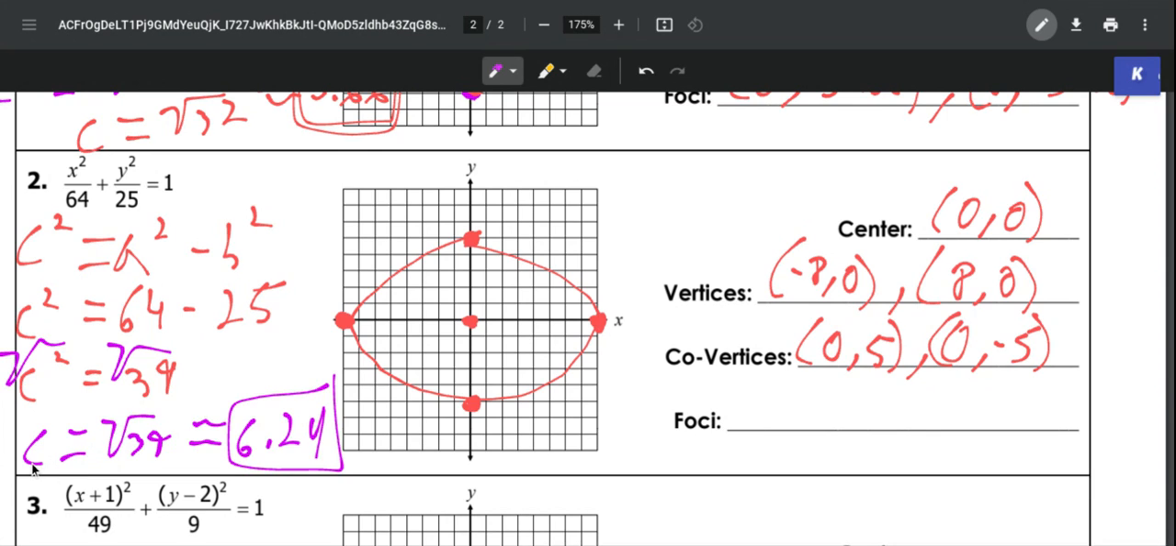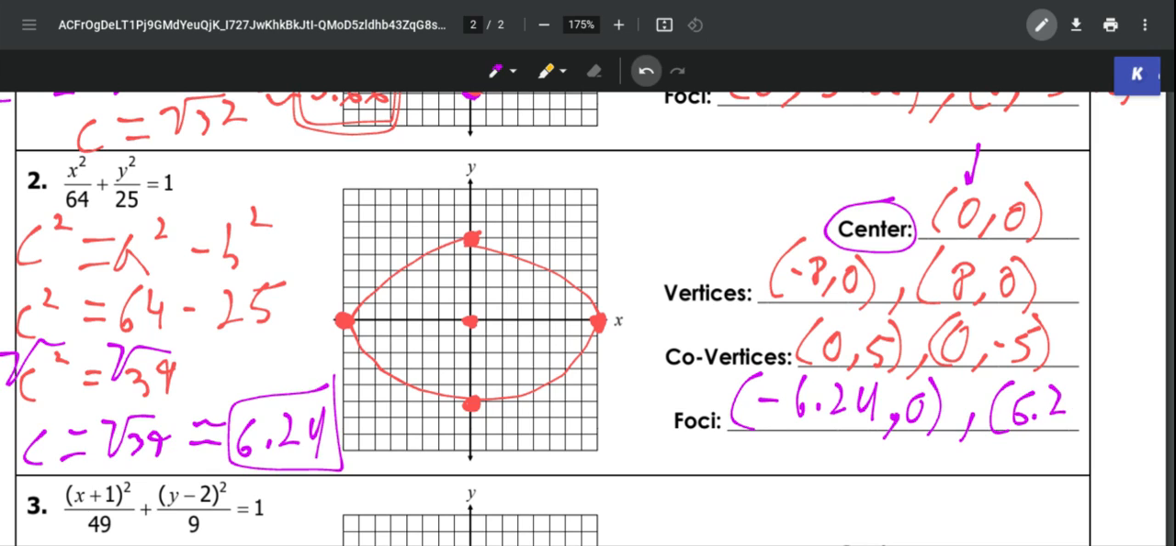And what we do is we take plus or minus c, or plus or minus 6.24 units from the center, but we need to know, are we doing that to the x-axis or the y-axis? And since our horizontal axis of symmetry is our major axis, that means our foci has to be on this line. So we're going to apply our foci plus or minus to our x-coordinates. So our x-coordinates from our center will have minus 6.24, that's when we subtract it, and then we'll also have 6.24, that's when we add it.